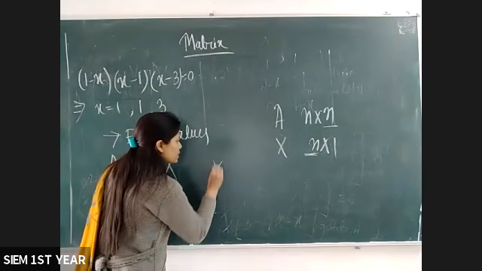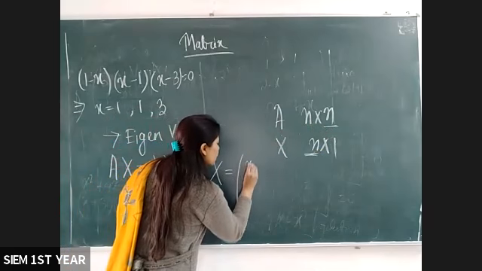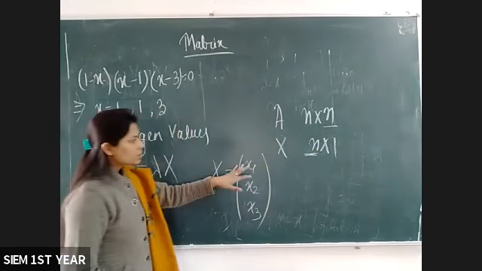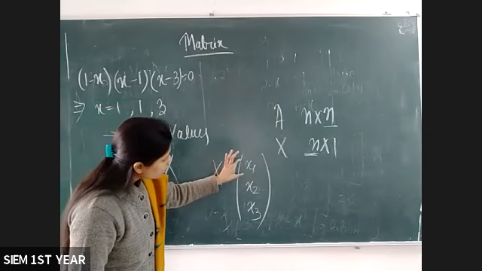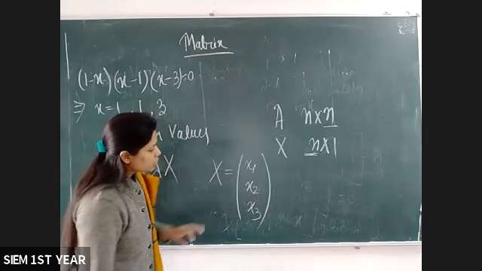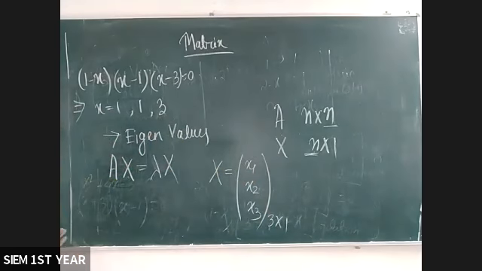So what is x? x is an unknown vector. We are just considering x1, x2, x3. This is obviously a 3 by 1 matrix, 3 rows and 1 column. I hope it is clear to all of you.